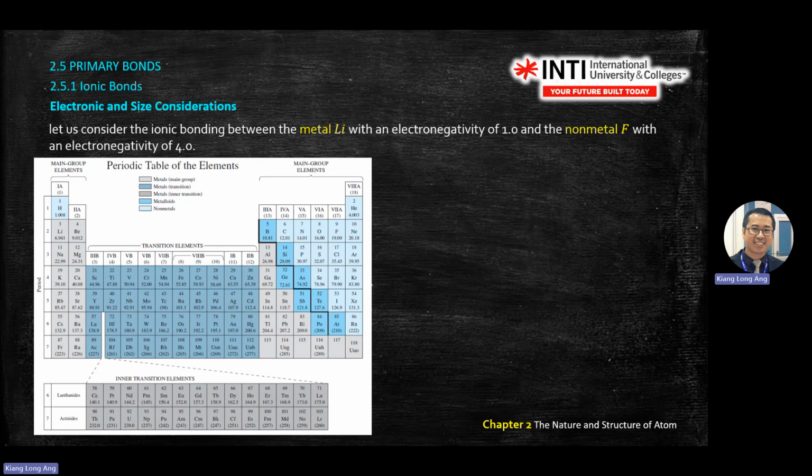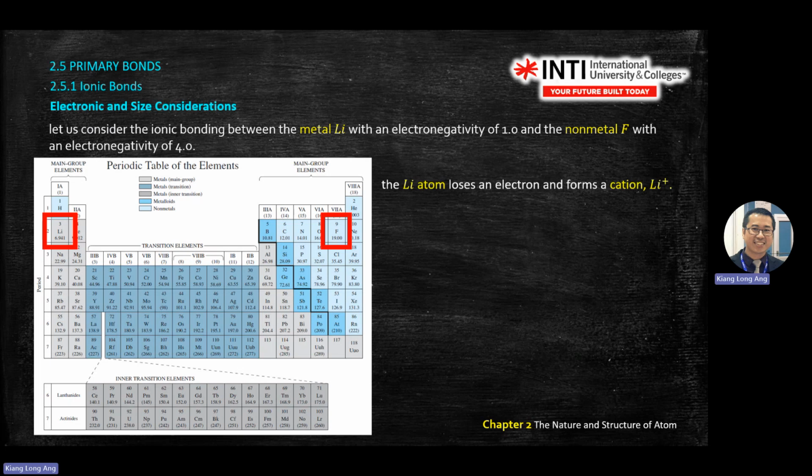So let's say we take the metal Li. Li is over here, column 1, row number 2, with electronegativity of 1, and the non-metal F, which is here in group 7, with electronegativity of 4. So how do you get these numbers? You get them from the electronegativity table that we covered in the previous lecture. You go to that table, there is a number there, and you just copy that number.